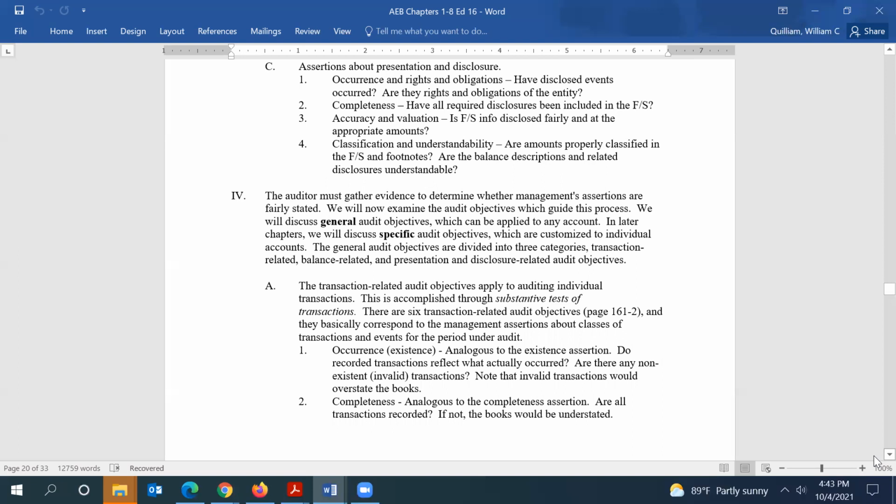Then the fourth one, classification and understandability. So are amounts properly classified in the financial statements and footnotes? Are balance descriptions and related disclosures understandable? So make sure that people can read them okay.